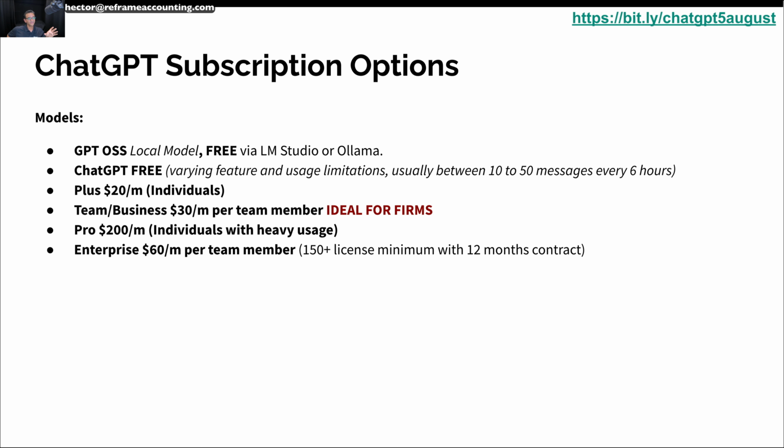And then the Enterprise Edition is $60 a month per team member, but it requires a minimum of 150 licenses. So that's only for larger businesses. And there's a 12-month contract, et cetera, et cetera.